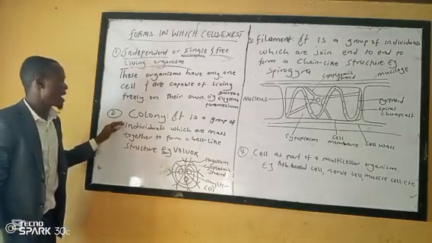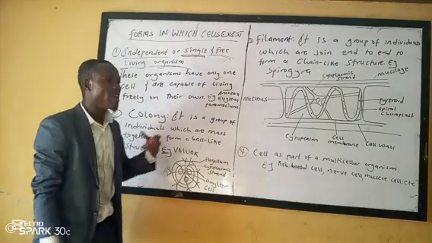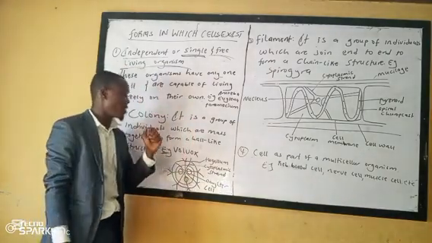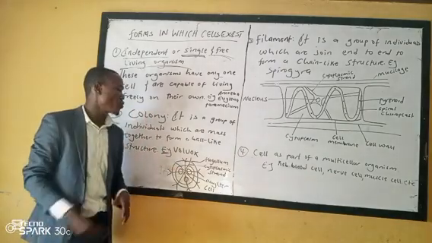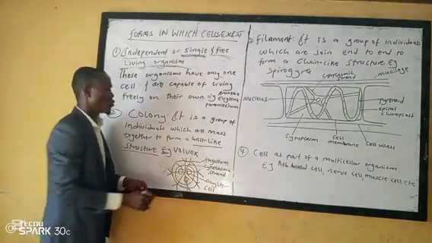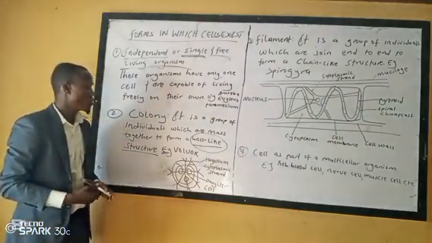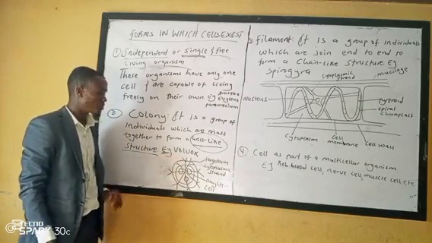The second one, as a colony. A colony is a group of individuals, many, not one, as we say, a group of what? Individuals, which are massed together to form a ball-like structure. So an example of this organism we have is Volvox.